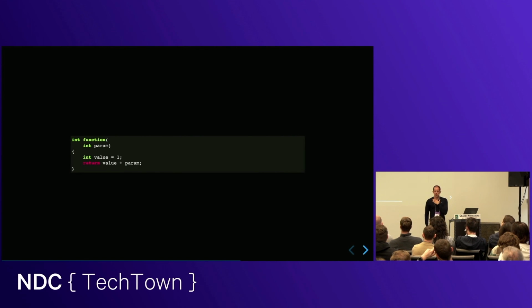Then I have a function again, and this time the function takes a parameter called param, and it has a local variable called value. So which of these get symbols? Function, param, and value.